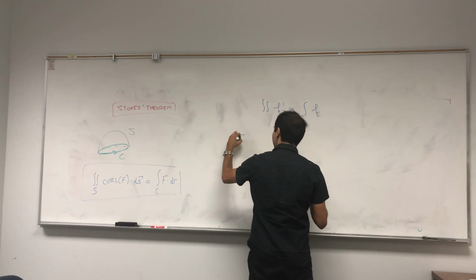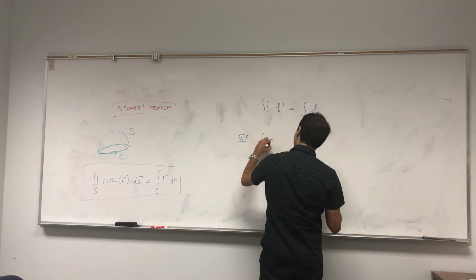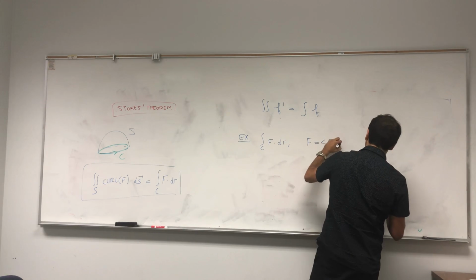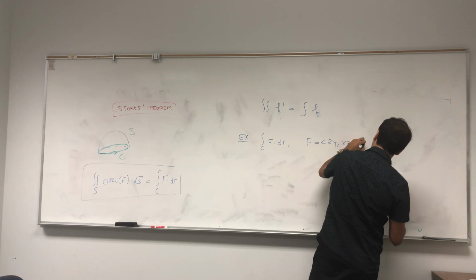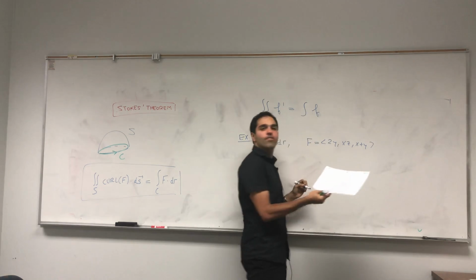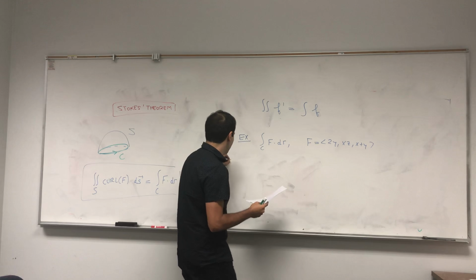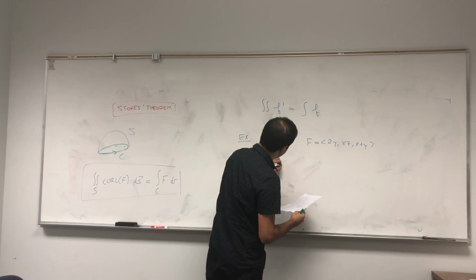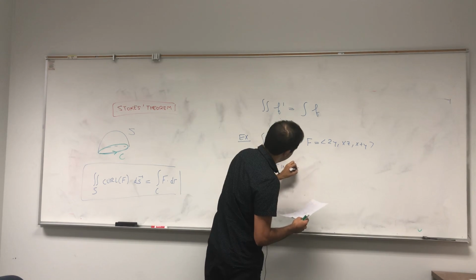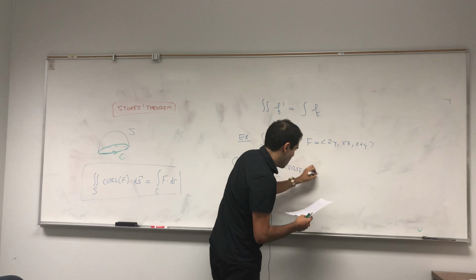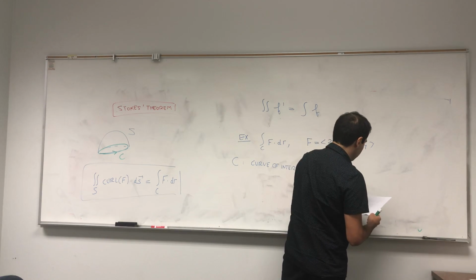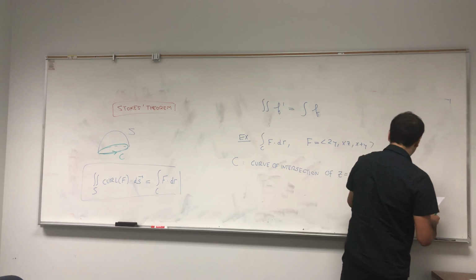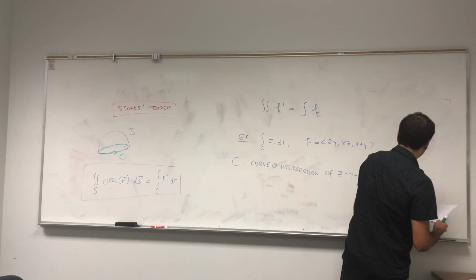So let's now calculate the line integral of F dr, where F is this very complicated vector field. Not only is the vector field pretty complicated, but also C is pretty complicated. C is the curve of intersection of the plane z equals y plus 2, and the cylinder x squared plus y squared equals 1.